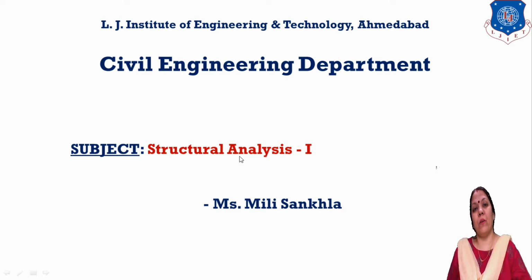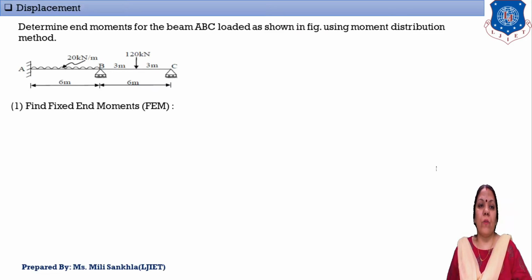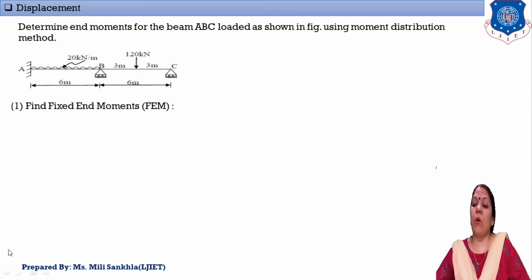In our subject Structure Analysis Part 1, today we solve an example of the moment distribution method. Our first example: determine the end moments for beam ABC using the moment distribution method, and also draw the bending moment diagram. Beam ABC is given; the AB portion is subjected to a UDL and the BC portion is subjected to a center point load. One by one we solve this example.